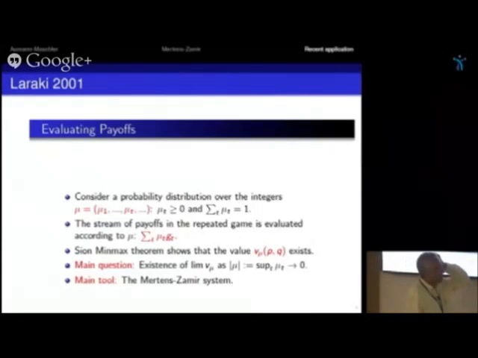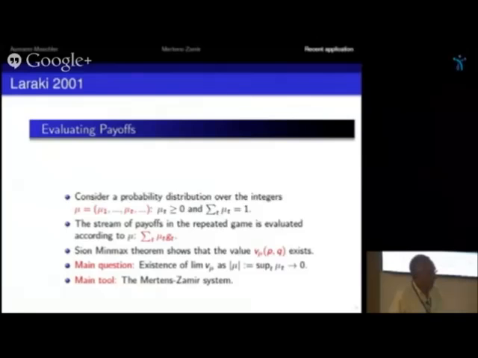Now, here is a slide from Laraki's presentations in Paris. What you see here is a generalization, I think due to Laraki. He generalizes the discounting. Instead of discounting, you take just any weights mu1 to mu n to the stages. I call them weights, he calls them probabilities, on the real numbers, and they sum up to 1. And the evaluation of the stream of payoffs is this. And then we know that there is a value to this game.